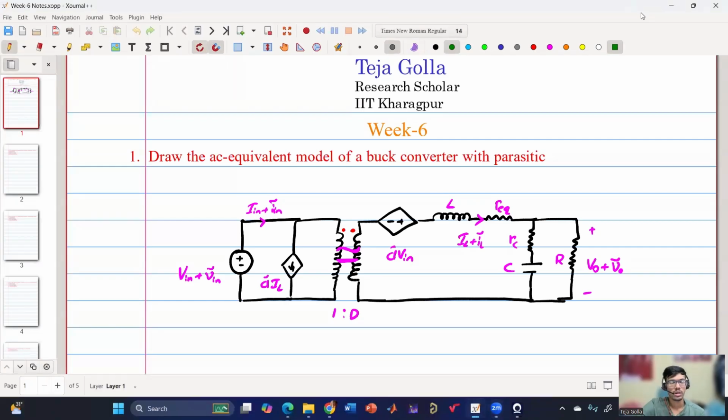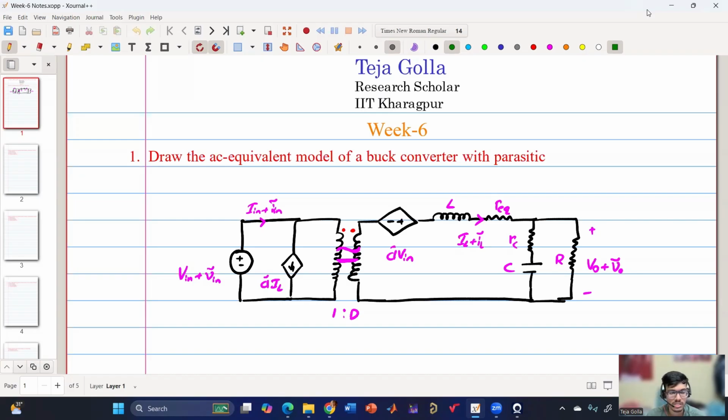Okay. So week 6 is about, as I have discussed in week 5, how to get the equivalent model: the AC equivalent model, the DC equivalent model, or in general, the overall equivalent model. And week 6 is about getting something from this equivalent model, basically transfer functions or some other information, so that we can use this to design the controller.